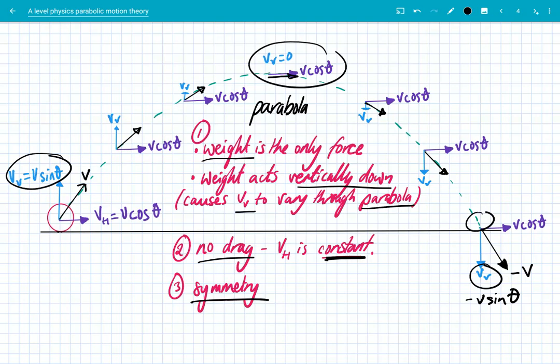So, parabolic motion. This is just the basics. We're going to look at how to solve problems in another video, but it's really important to remember all of these key facts because it will enable you to solve it. And the last important point is the fact that the horizontal and the vertical components are independent. They act separately to each other.